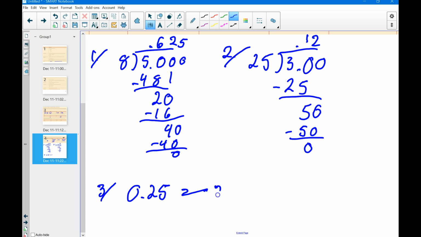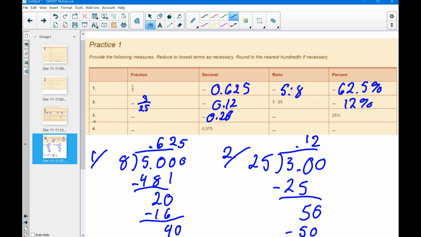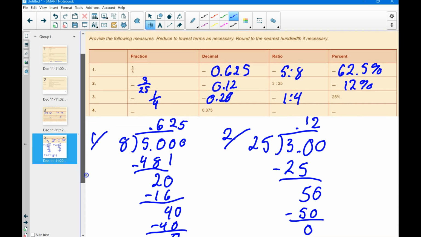That's equal to 25 over 100, or equal to 1 over 4. So, as a fraction, it's 1 over 4. And as a ratio, it's 1 to 4. And let's look at number 4.